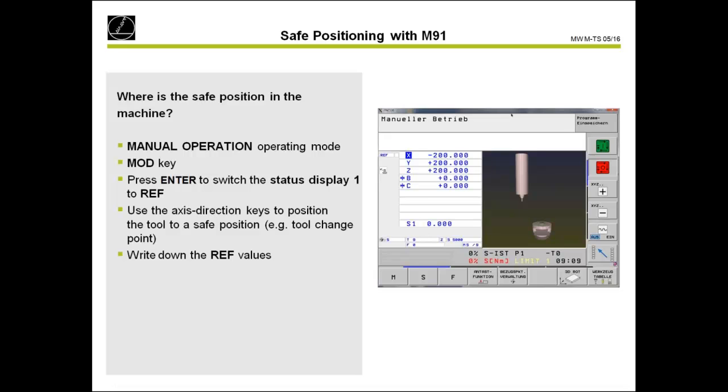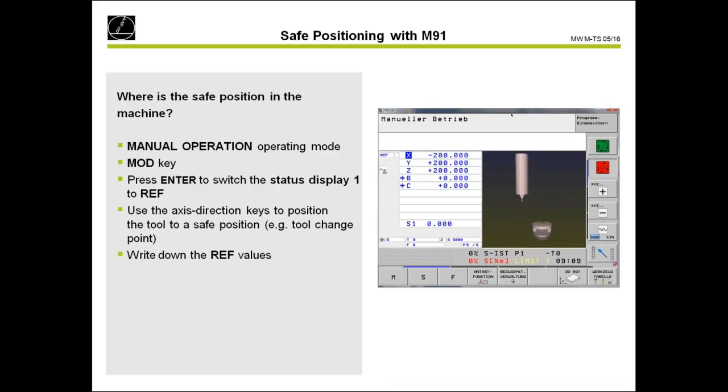So now how can I find out the correct safe position in my machine? This is, for example, often the tool change position. So I just go in the manual operation, I go to this safe position, then I press the mode key, and I just change the status display 1 to REF, and then I can read out the actual REF coordinate of the actual position of my spindle.